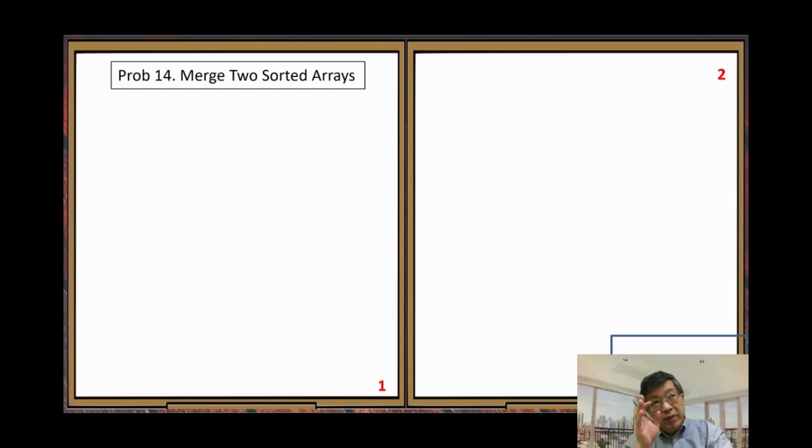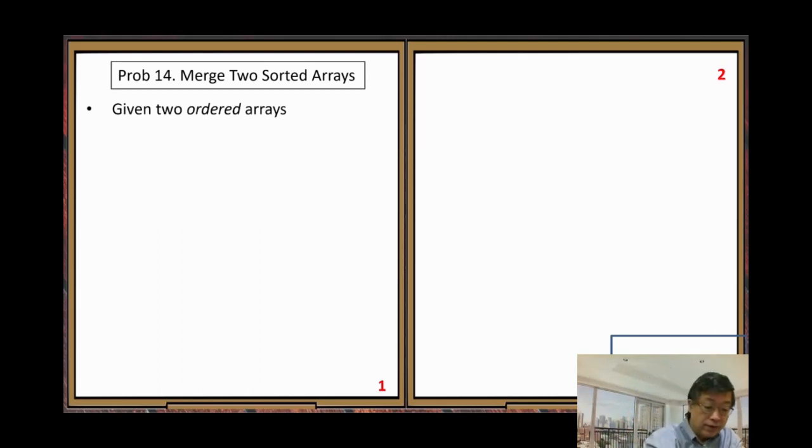First, before we look at the sorting problem, let's look at this special problem. Our problem number 14, merge two sorted arrays. So what's that? All right, the problem is very simple. Given two ordered arrays, notice these two arrays already ordered. All right, that special condition.